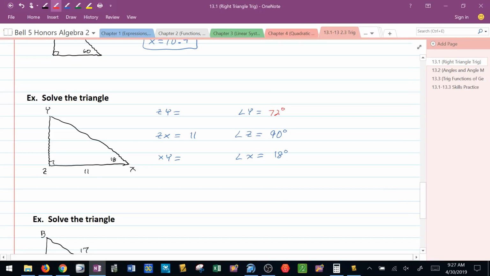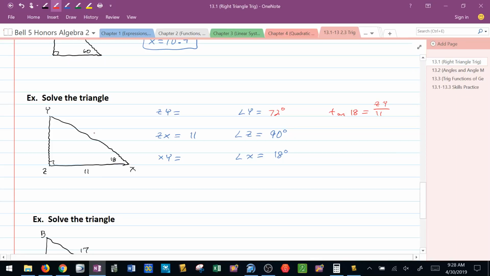All right, let's find zy. Now again, I'm only going to use what I'm given. I want to do that as much as possible. So to find zy, I know that zy is opposite of the angle 18 that I'm given. I'm also given the side that's adjacent. So I'm going to take the tangent of 18, opposite over adjacent, is equal to zy over 11, which is the side adjacent. We're going to come back and solve that in just a minute.